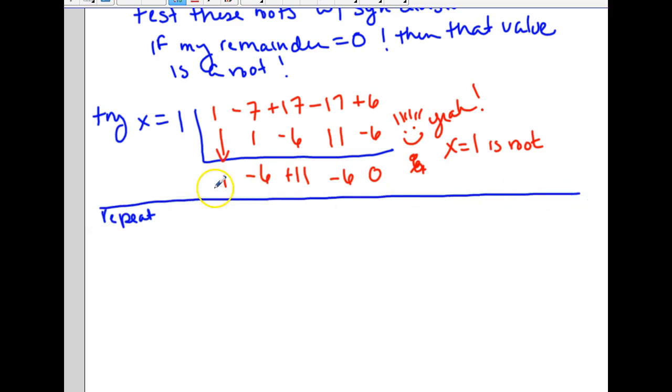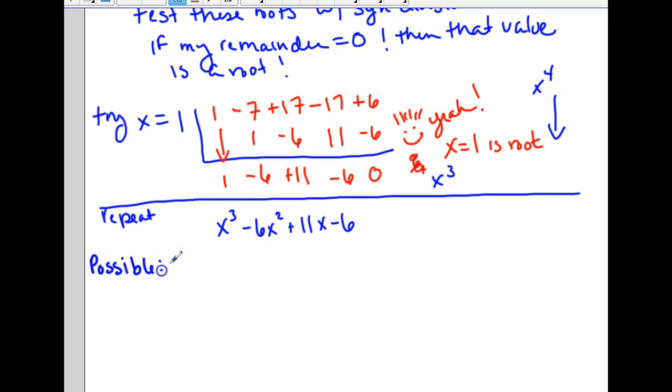Remember this was an x to the 4th? Well, when I divided out an x, this is an equation in x cubed. So I get x cubed minus 6x squared plus 11x minus 6. I'm going to do the same thing and find all the possible roots. This is just a repeat of where we started. Here's a 1, here's a 6, so my possible roots are the same: 1, 2, 3, and 6.